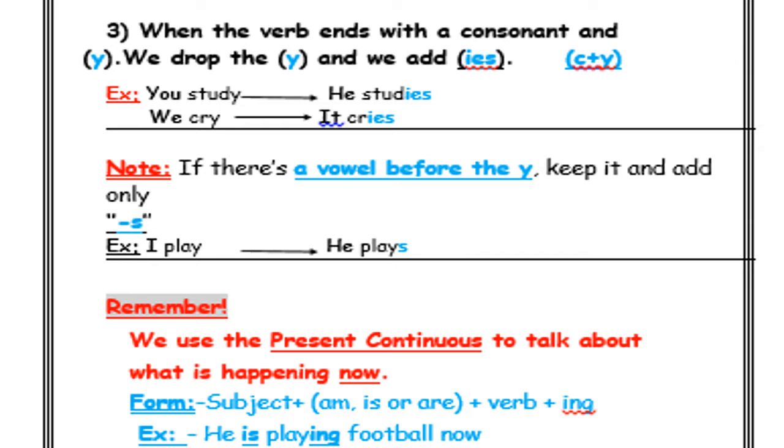So, you study is going to be he studies. We cry, ends with R and Y, consonant plus Y. It's going to be it cries. Drop the letter Y and put IES at the end.